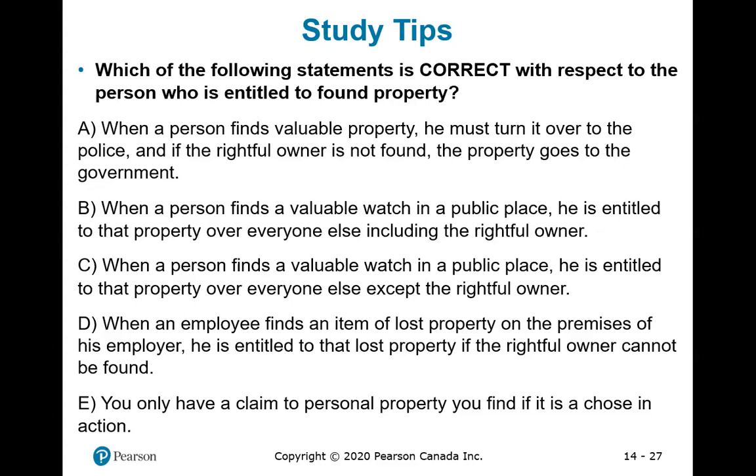When a person finds a valuable watch in a public place, he's entitled to that property over everyone else, except the rightful owner. Exactly. The rightful owner always has a claim over their own belongings. So there's no obligation to take it to the police, and it doesn't go to the government. If you find something, but the rightful owner finds out, then they have a right over it. When an employee finds an item on the premises of the employer, is the employee entitled? No. They have to give it to their employer because it's private property.